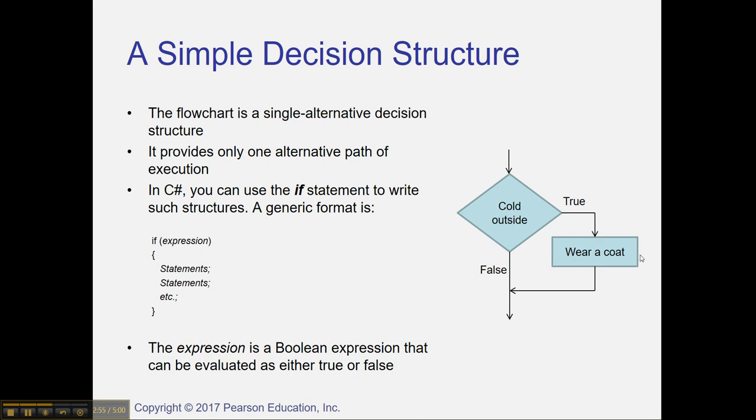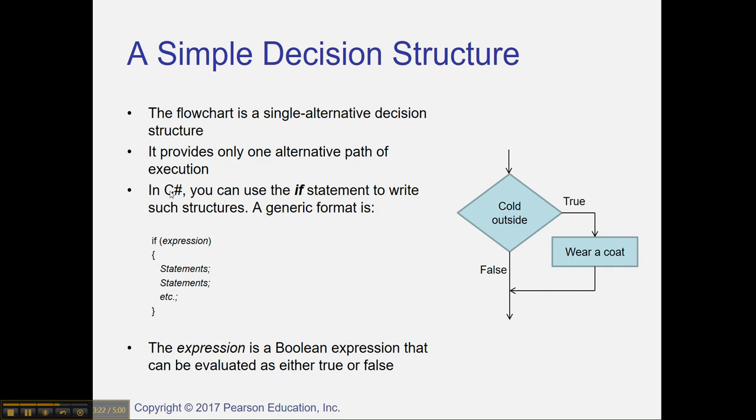The rectangular box here represents in a flowchart either an input or output value. So it'll come back and tell us, oh, you should wear a coat because it's cold out. And that's a single decision that gets made. So only if, for example, the expression says it's cold, would it output that type of result. So this is a very basic decision structure that we're going to look at.